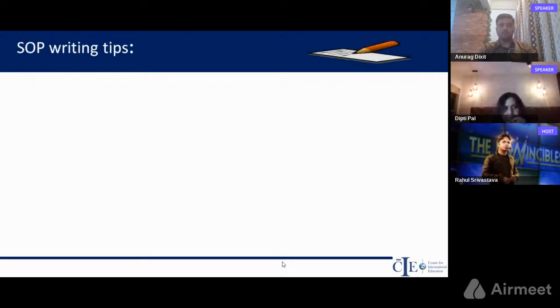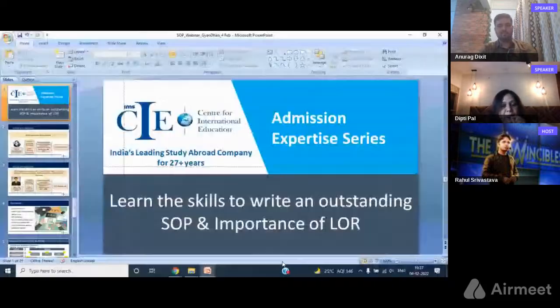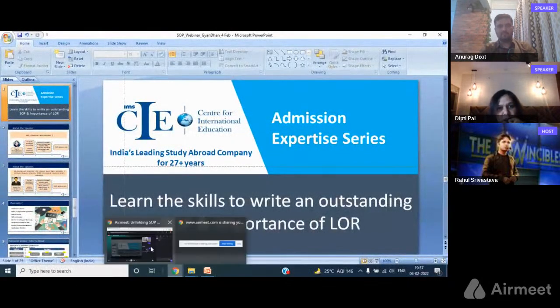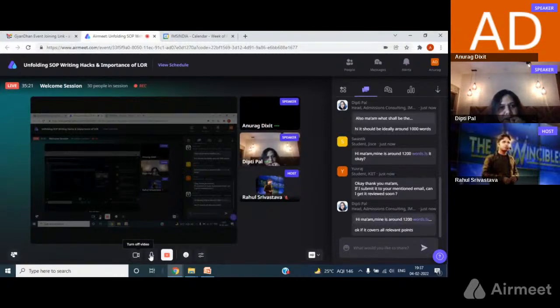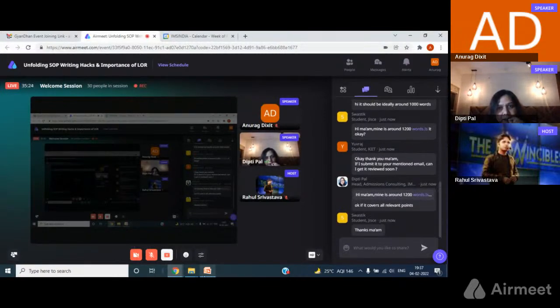So now to move on to the next section about SOP writing tips, I would like to request Dipti ma'am to help out and share her knowledge. Thank you, Anurag. Thank you so much for covering each and every paragraph in so much detail and sharing with all the students. So let us now understand and summarize what the SOP writing tips are. Yes, if you can just move to the slide, Anurag.